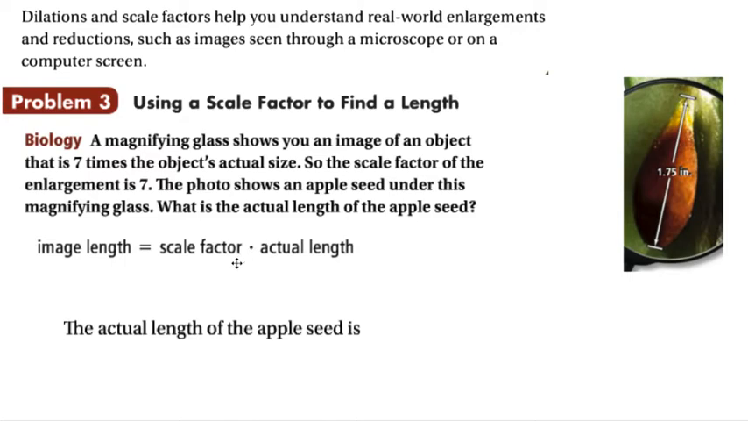Dilations and scale factors help you to understand real-world enlargements and reductions, kind of like what you might see through a microscope or on your computer screen. So here's a biology example. This is actually an enlarged image of an apple seed from your textbook. It says a magnifying glass shows you an image of an object that is 7 times the object's actual size. So the scale factor of the enlargement is 7. The photo shows an apple seed under this magnifying glass. What's the actual length of the apple seed?